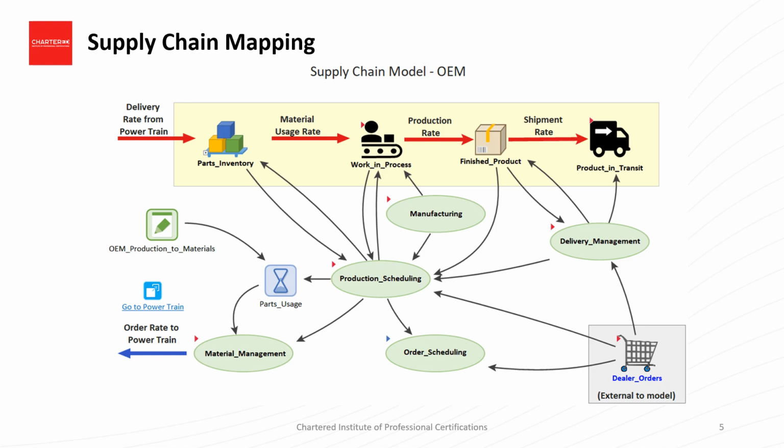Now, supply chain mapping is a vital process that provides a visual representation of the network of organizations involved in the production, distribution, and delivery of a product or service. It encompasses all the key components of a supply chain, including suppliers, manufacturers, distributors, and customers, and it illustrates the flow of goods, information, and finances between these separate entities.